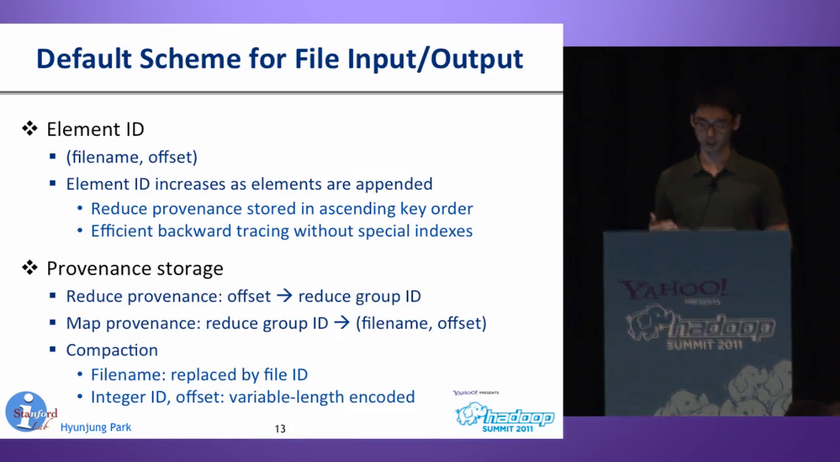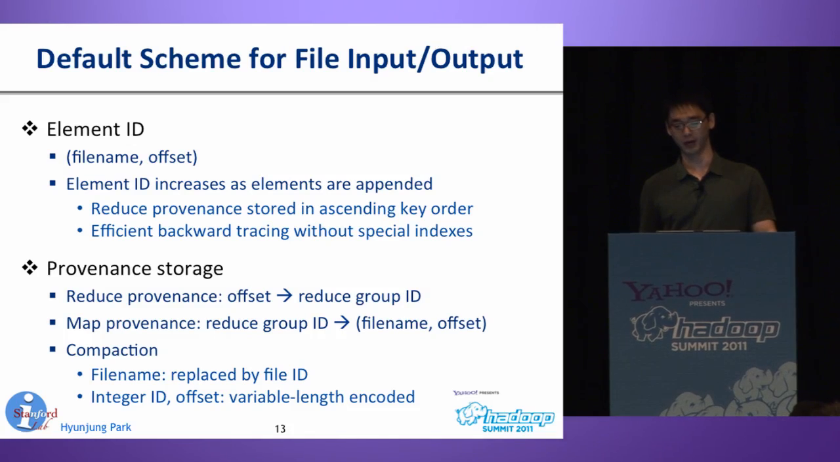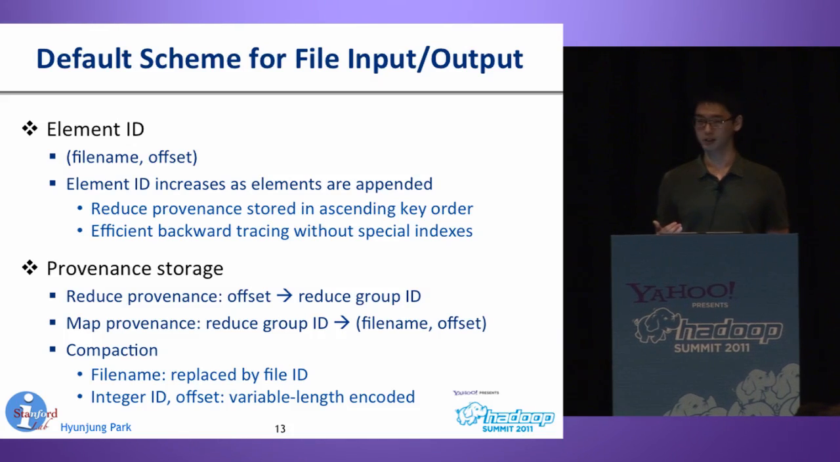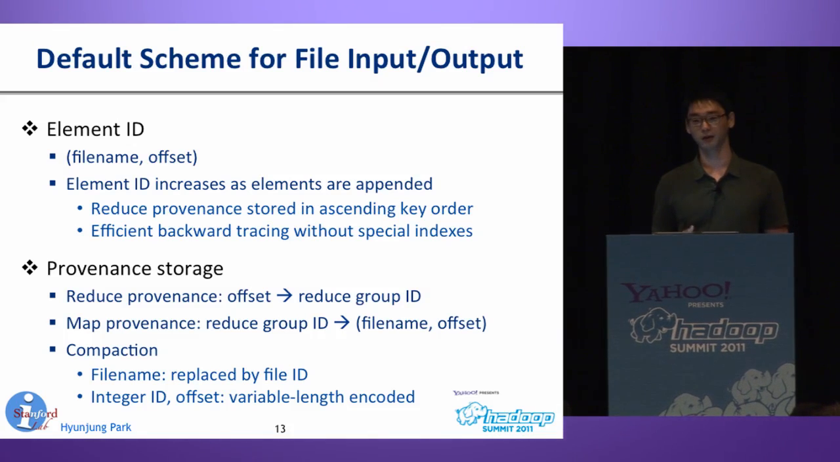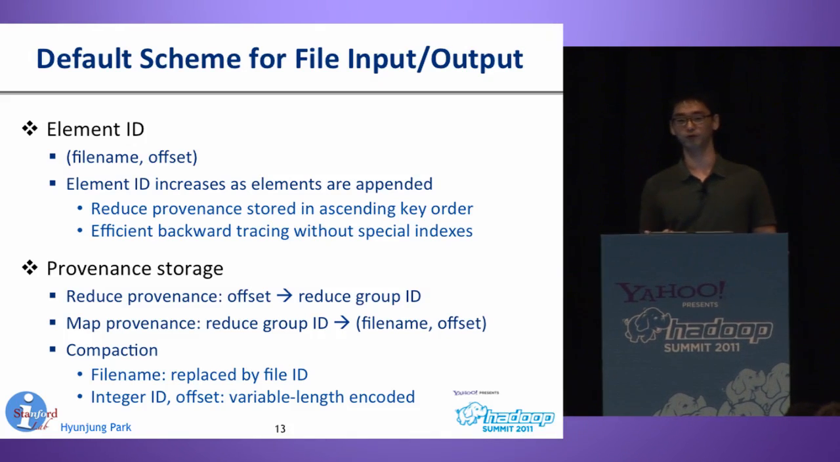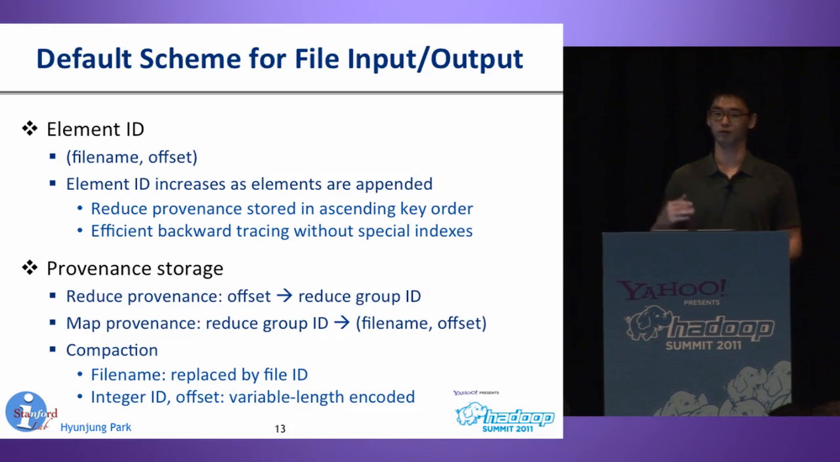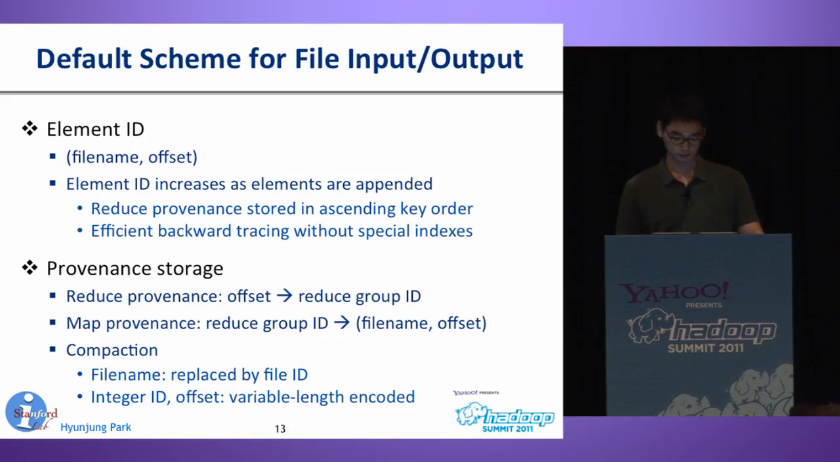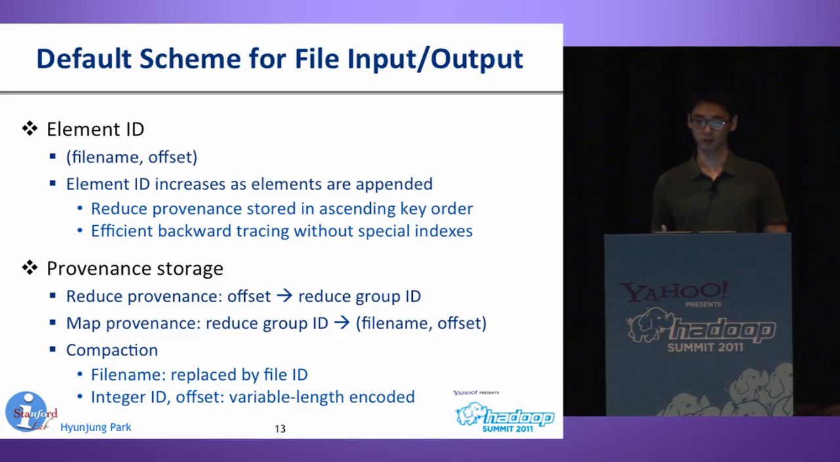And there is a provenance storage scheme, two output formats, one for the reduced provenance, one for the map provenance. In this specific case, reduced provenance is from the output offset to the reduced group ID. So we don't need output file name because each output file will have its own reduced provenance. And there is a map provenance from the reduced group ID to the input file name and offset. There are a couple of optimizations to reduce the file size.